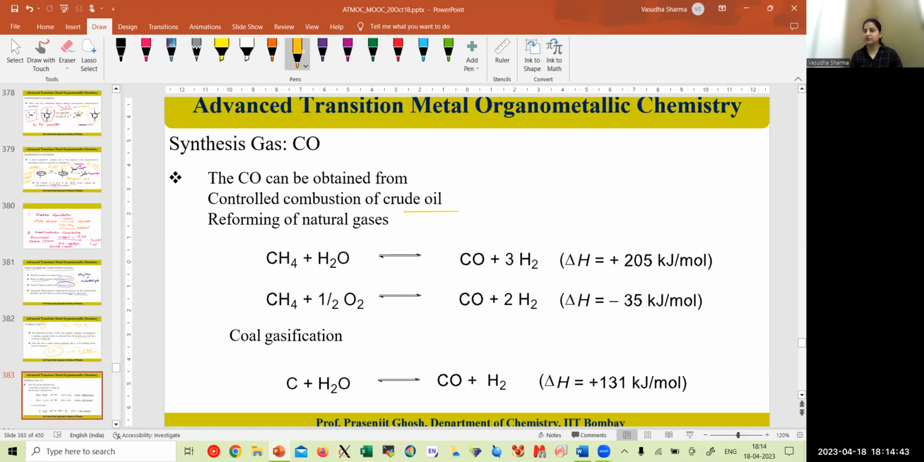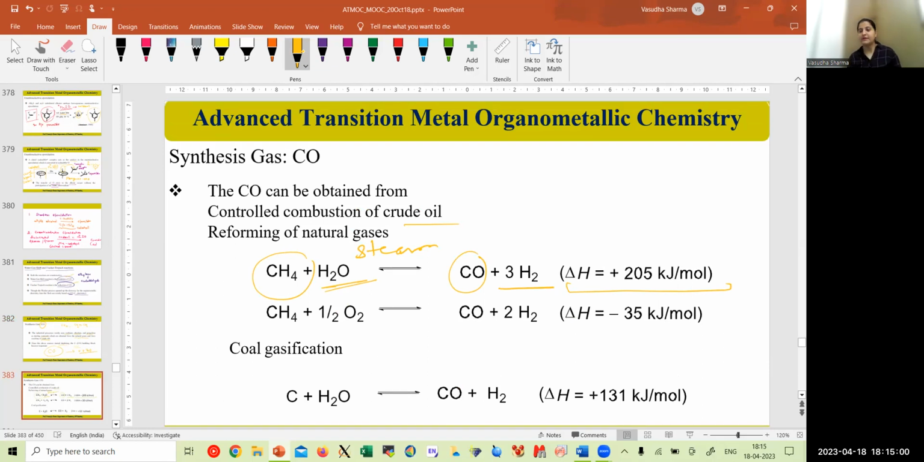For example, reforming of the natural gases. If I'm taking methane and treating it with water or steam, it will give you carbon monoxide with the release of H2, and this is the enthalpy, the energy amount, plus 205, so that is endothermic. If we are releasing the energy, that would be exothermic. And if we are treating it with oxygen, the combustion does involve oxygen. If you are treating it with that, it will again give you carbon monoxide with 2 moles of H2 with this much amount of energy.